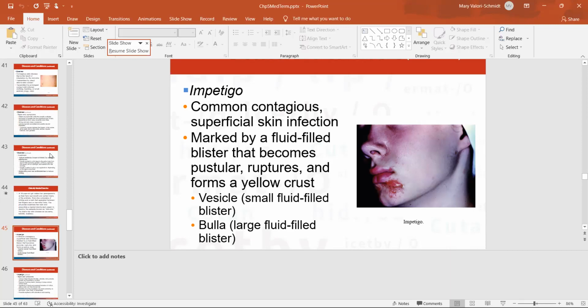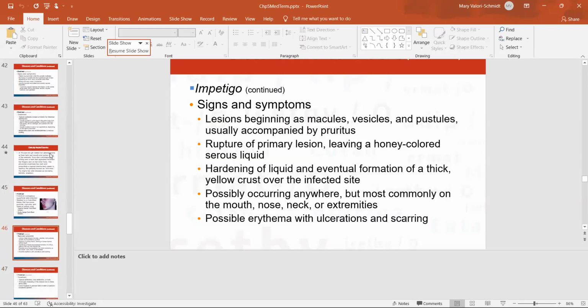Like pustular, vesicle, and bulla. A vesicle is a little tiny fluid-filled blister. A bulla is a very large fluid-filled blister. So it's just the size that differentiates them; both are blisters, like a sac filled with fluid.